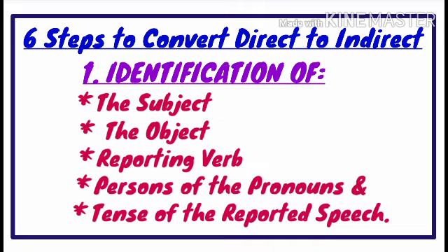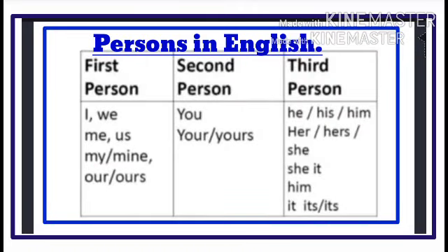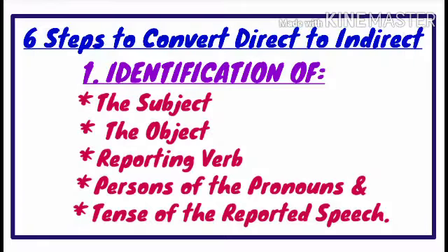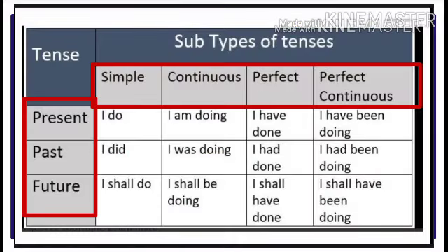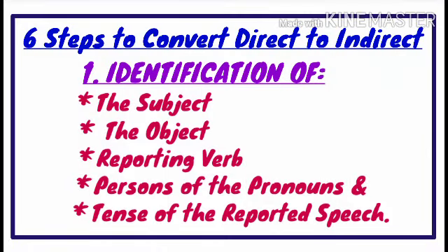Then the person of the pronouns, first person, second person or third person. That also we have understood. And then the tense of the reported speech. So whether it is simple present, present continuous, present perfect or present perfect continuous, or simple past, past continuous, past perfect or past perfect continuous, or simple future, future continuous, future perfect or future perfect continuous. Out of these 12 tenses, which tense the sentence belongs to, that we have to identify. That is the first step.